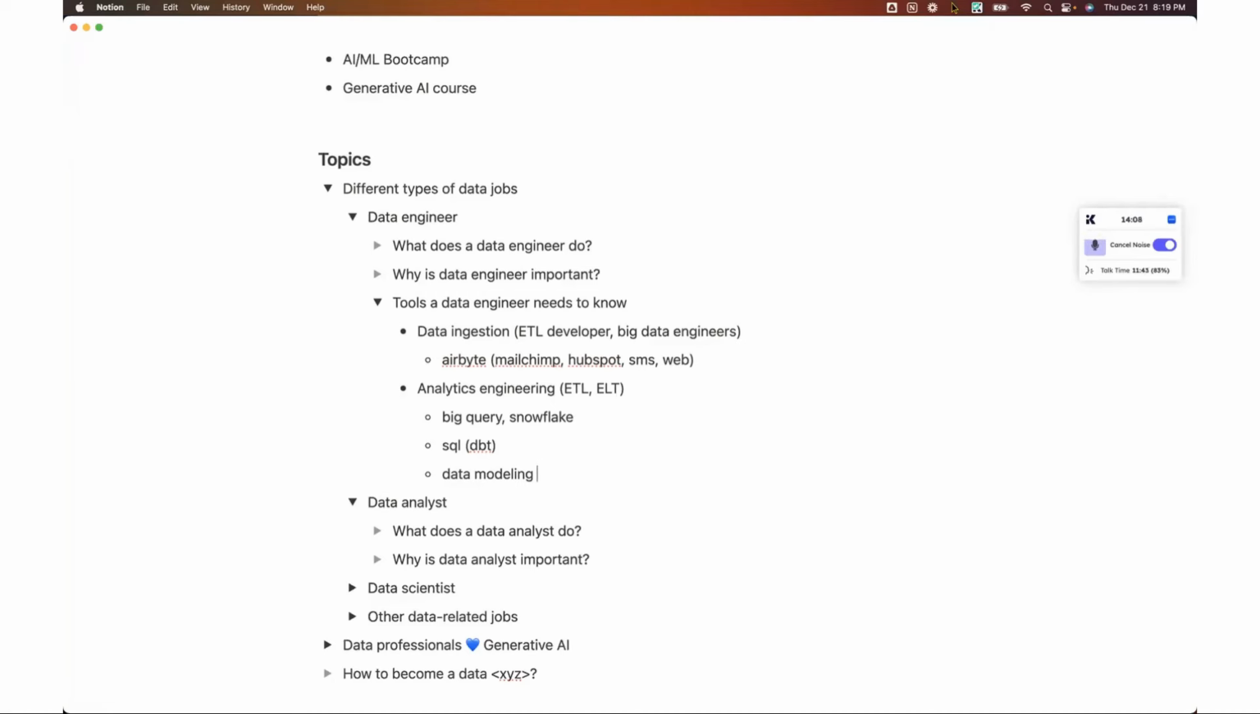What if there's one data source which is not very popular and they don't really have a connector provided by Airbyte? So you might need to roll up your sleeves and just write the connector yourself in Python. So coding skill is very important as well.